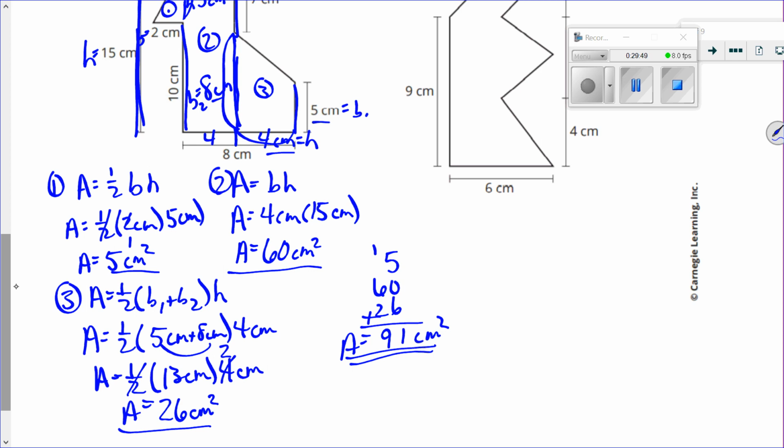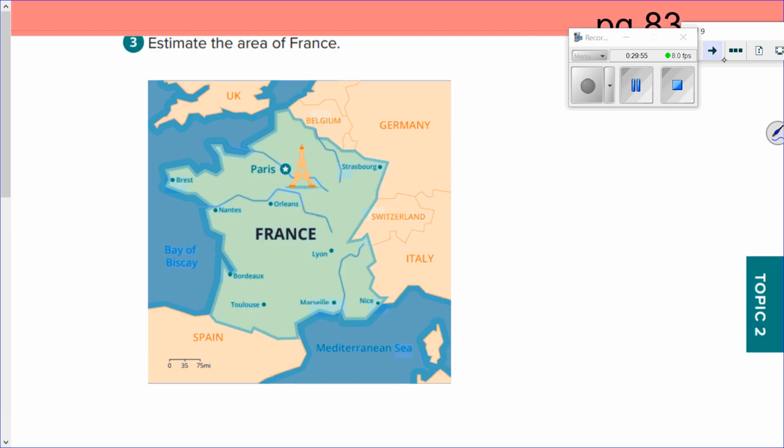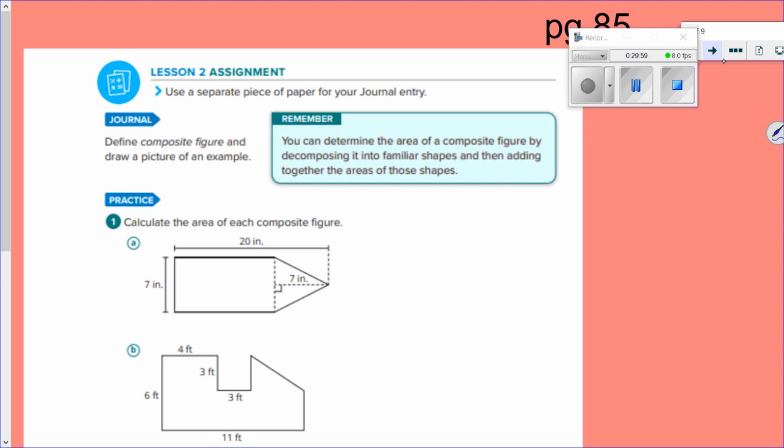Okay, at this point, I'm not going to do the other one because I want to go through the homework in a little more detail for you guys, so it's on the video. So let's go ahead and look at page 85. We again have a journal entry. Define composite figure and draw a picture of an example. 2 parts to it. You can either do it in this area here that they've given you.